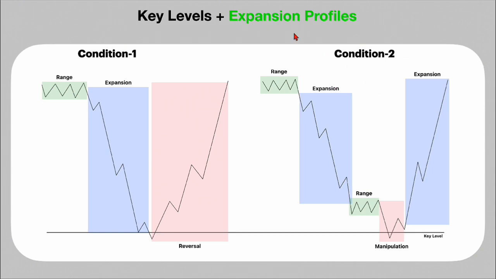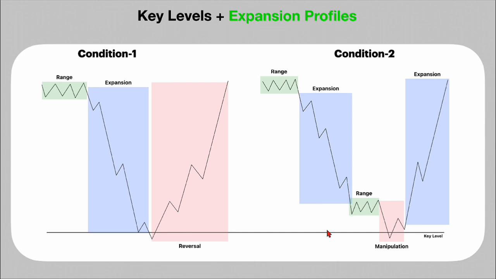Next, let's discuss the combination of expansion profiles and key levels. In this combination, we're again layering on the concept of key levels, specifically in relation to the expansion profile. If an expansion profile ends inside a key level, that key level acts as a catalyst for a reversal. So, in this case, we'd expect a reversal profile straight away, as the key level has already been tested.